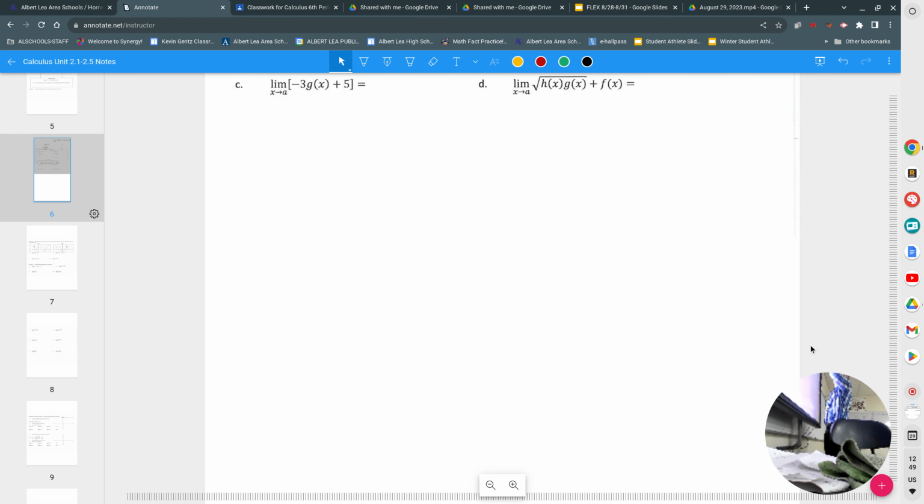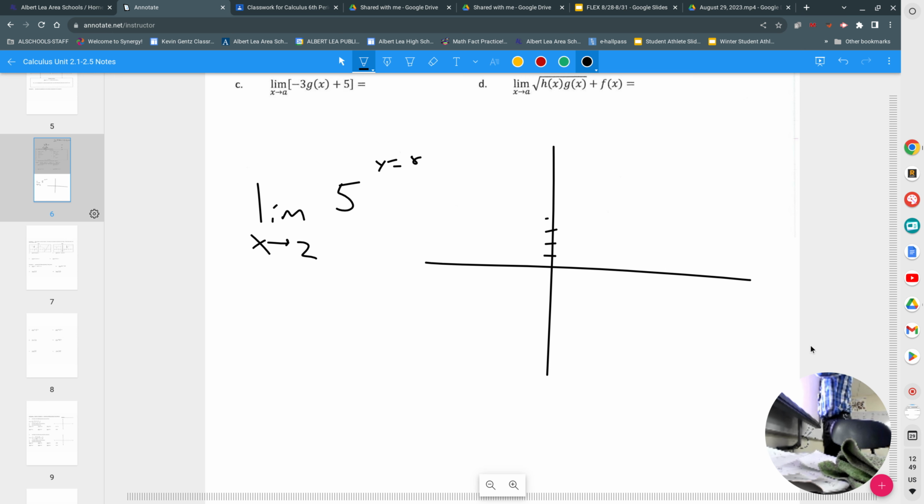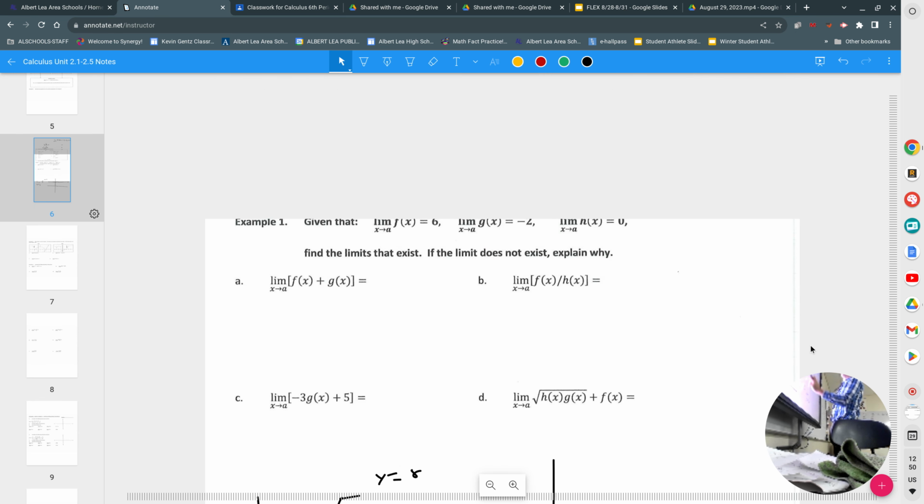So the question is, what is the limit of a constant? I'm looking at the limit as x approaches 2 of the function 5. Does anybody know what the graph of 5 looks like? Horizontal line, y equals 5. Looks something like this. As x approaches 2, what is the output approaching? 5. So therefore, the limit of a constant is always just the constant.